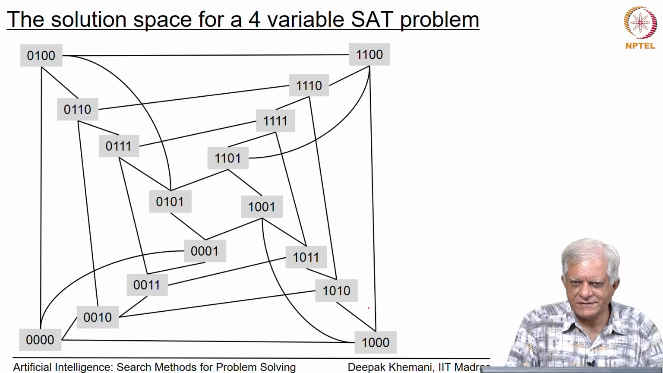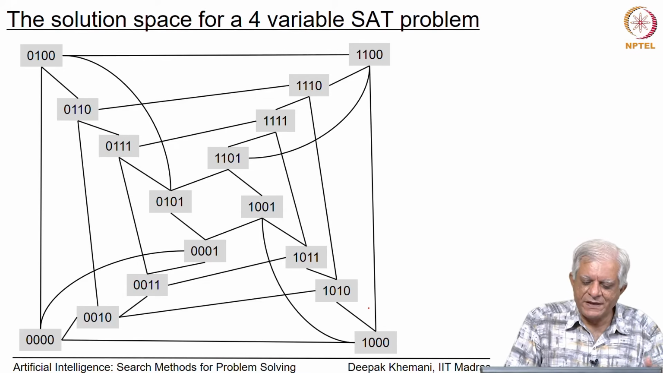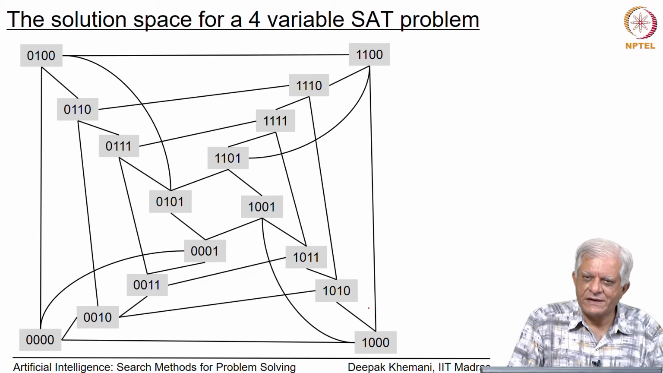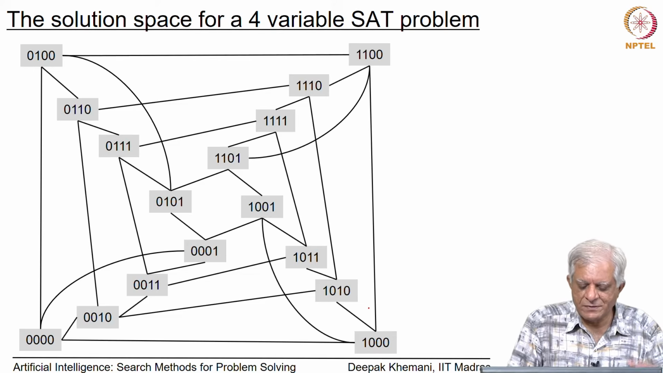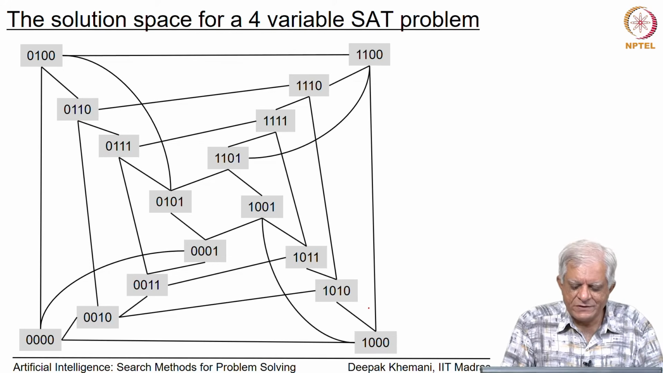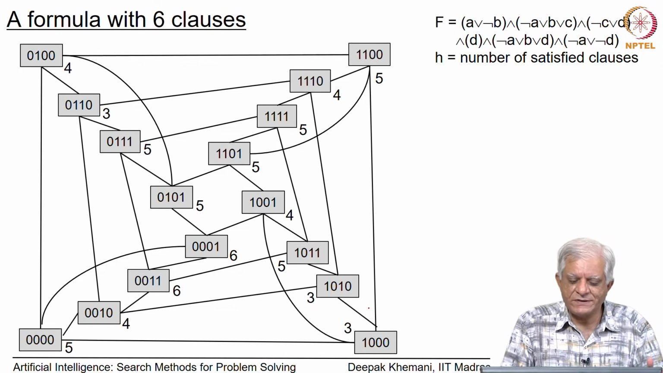In practice, the search algorithm will not first generate the space and then explore it. As we know, our search algorithms generate the spaces on the fly, but this is just for the sake of explanation that we have drawn the complete state space here. If the number of variables were anything larger than 4, then we would probably not be able to draw such a figure.